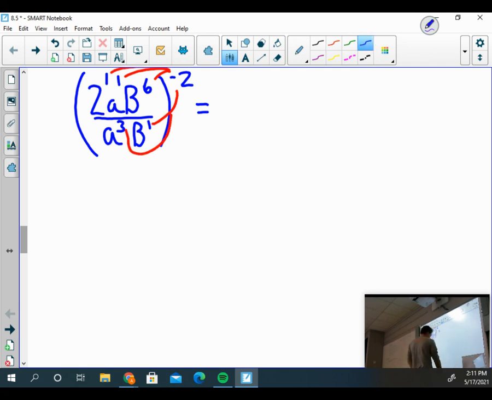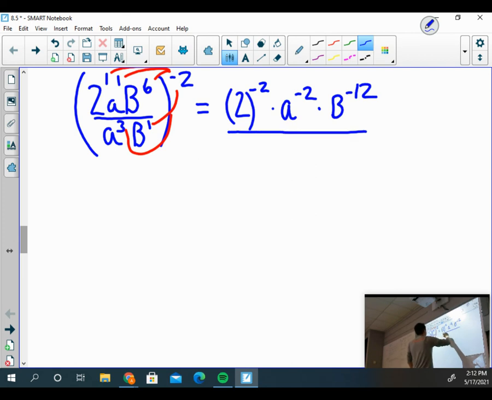And what this will give me is 2 to the -2nd power. I'll just put that in parentheses for good practice, even though that base 2 is not negative. A to the -2nd, B to the -12th, A to the -6th, B to the -2nd.